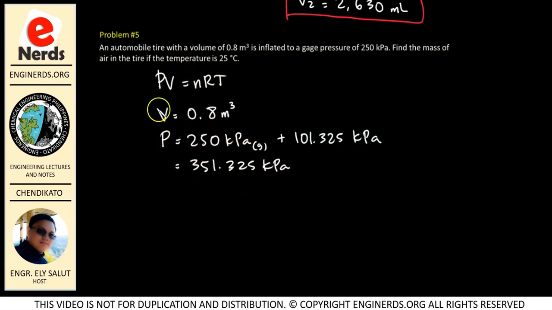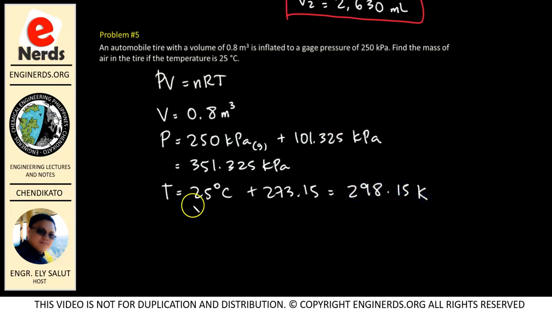And then, given din yung ating temperature. So, our temperature is equal to 25 degrees Celsius. But we need to convert that to Kelvin. So, we will be adding 273.15. So, therefore, we have 298.15 Kelvin. No? So, yan ang ating temperature.